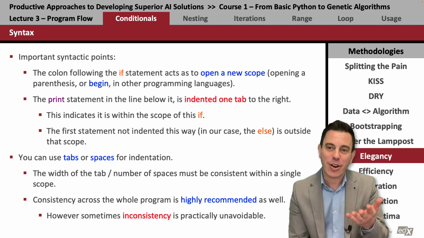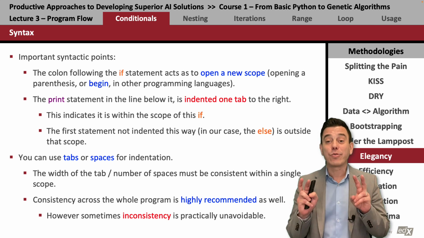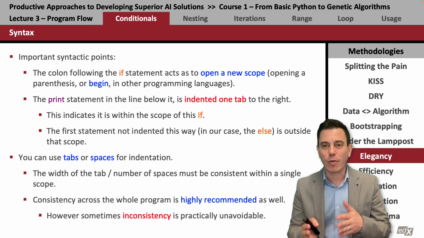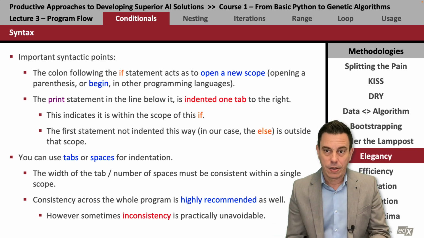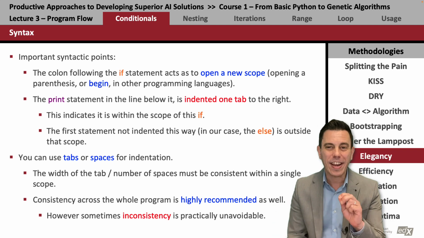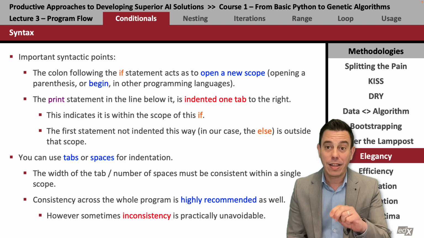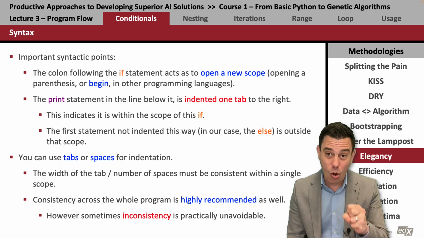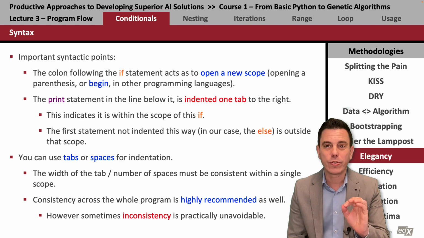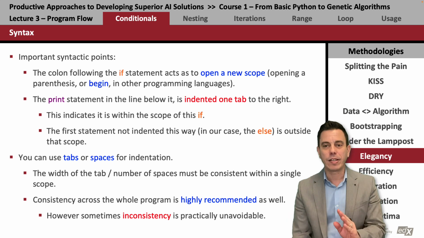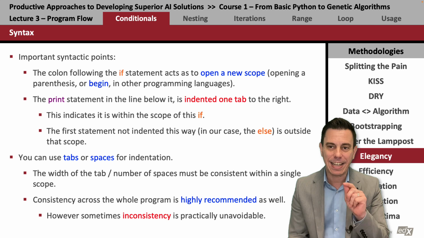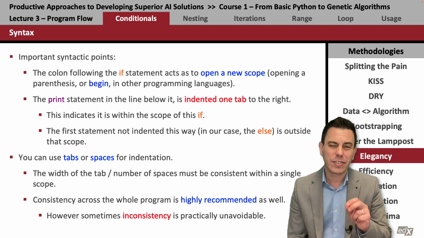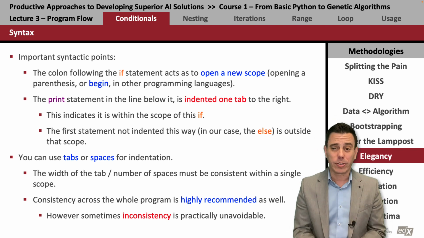Many times it's not practical, and we will allow some inconsistency, for example, when we copy and paste code from a different place. So the way we write the if command and the way we construct the scopes contributes to an important element in good programming, which is elegance, as you can see here on the right. This methodology is actually very important.